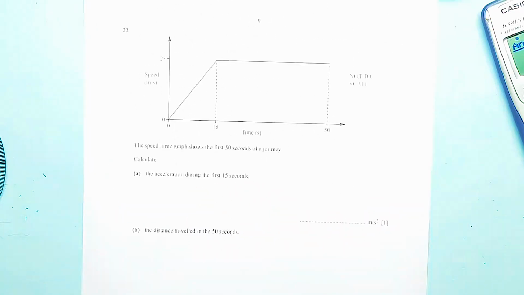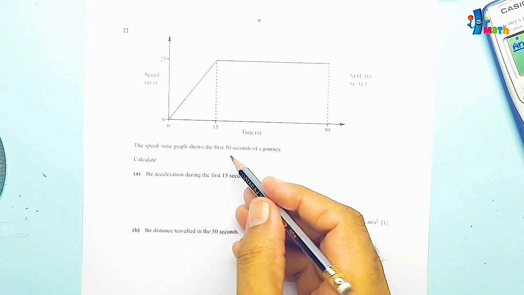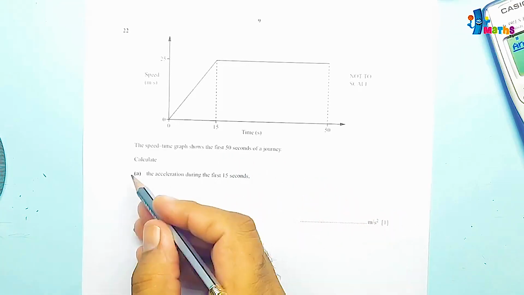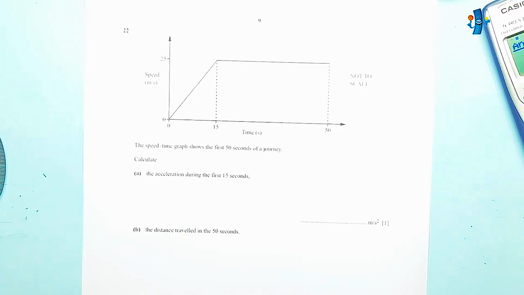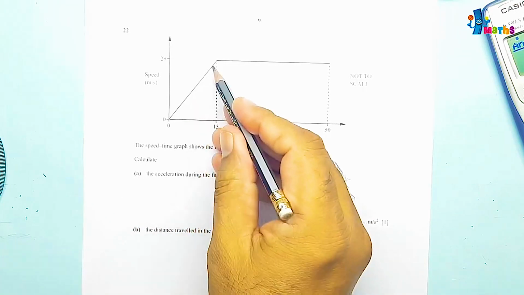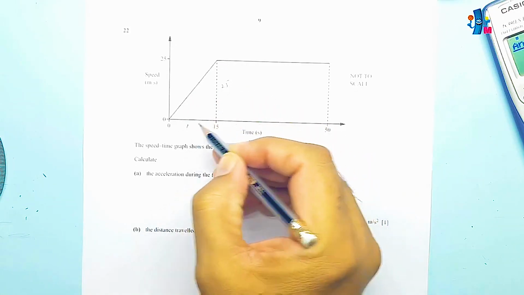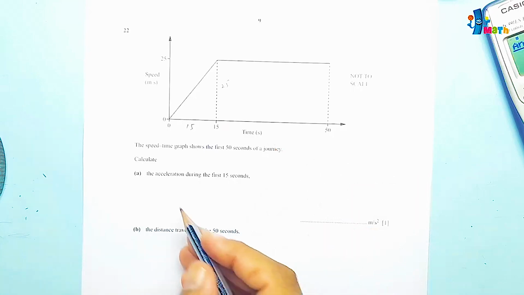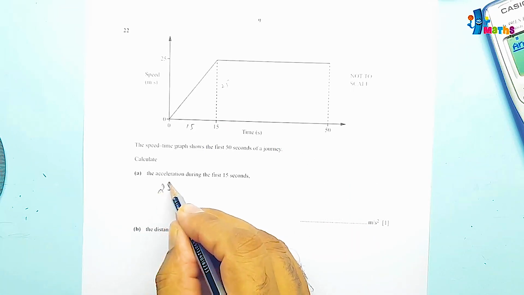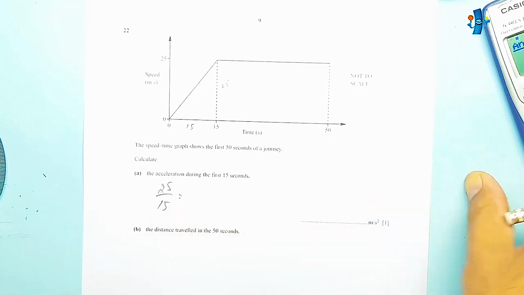Question number 22. This is the speed time graph. The speed time graph shows the first 50 seconds of a journey, we have to calculate the acceleration during the first 15 seconds. So this gradient is required. Rise is 25 and run is 15. 25 divided by 15 will be equal to how much?